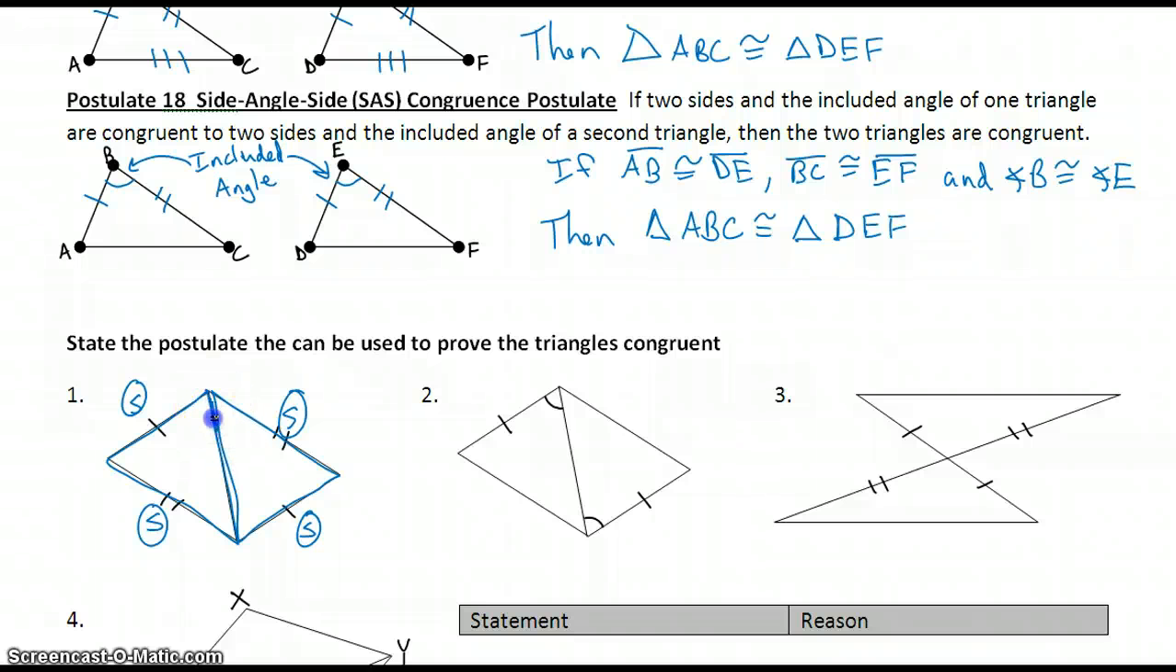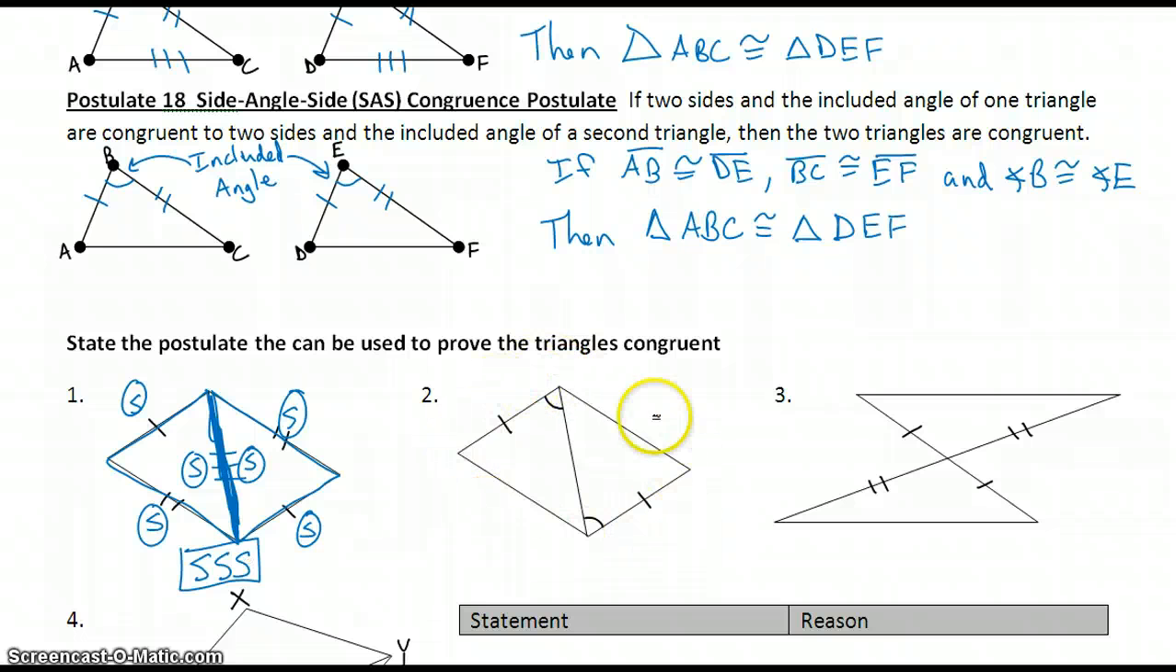Well, in this case, both triangles share this side. Since both triangles share this side, it has to be congruent to itself. So we have a 3rd pair of congruent parts. So how are these triangles congruent to each other? Side, side, side. I can abbreviate side, side, side with SSS.